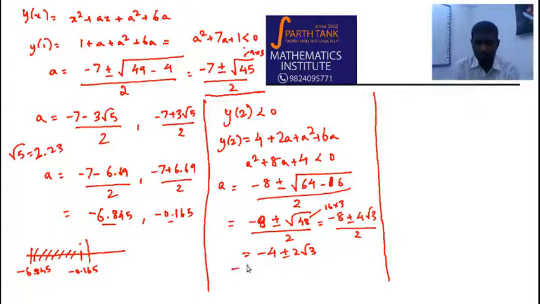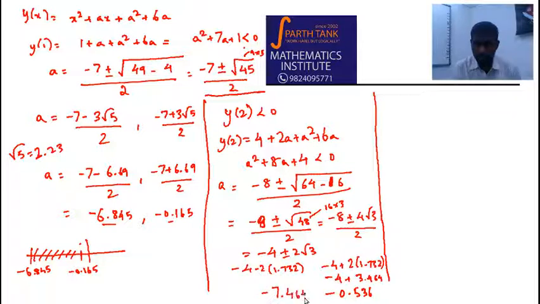How much is this value? Minus 4 minus 2 into 1.732 and minus 4 plus 2 into 1.732. Now this is minus 4 plus 3.464, or roughly minus 0.536, and here I will get minus 7.464. So the roots are supposed to be, that is a is supposed to be from minus 0.536 to minus 7.464. A can be in this region.